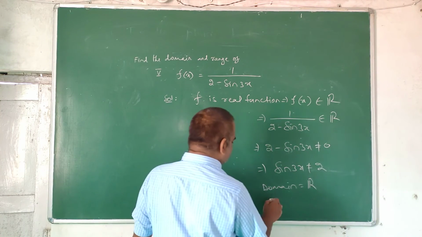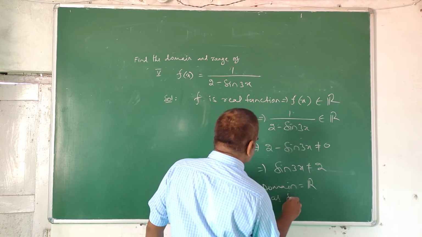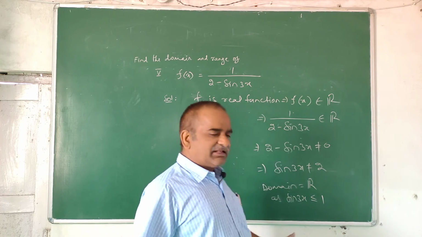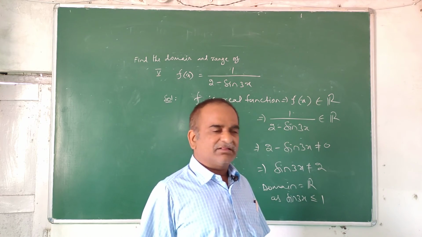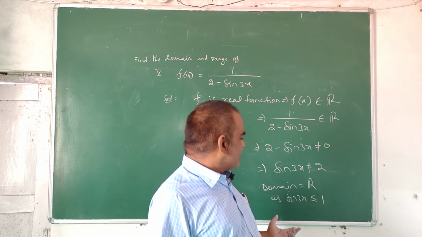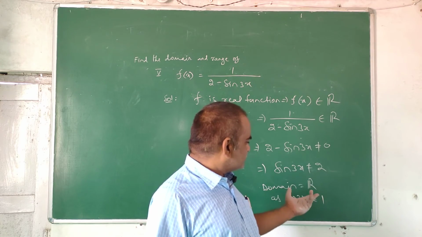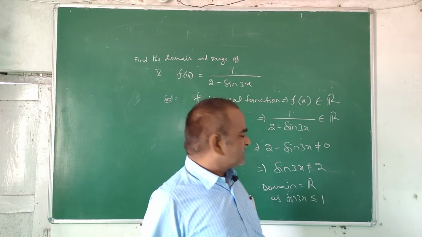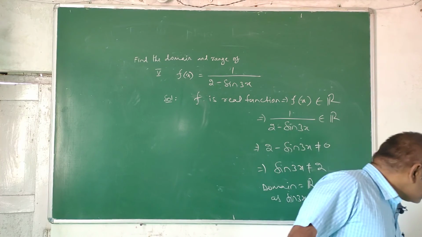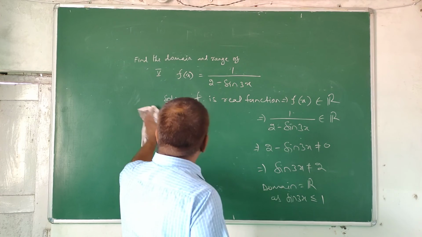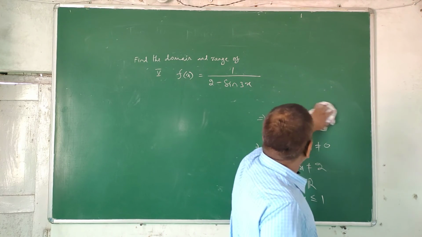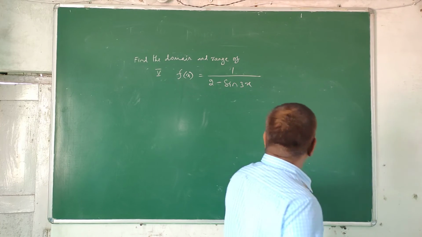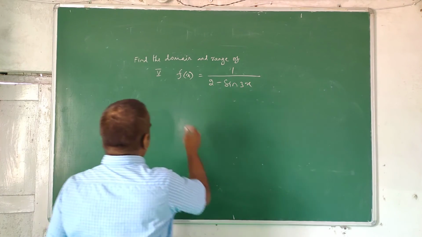As sine 3x is always less than or equal to 1. Sine 3x maximum value is only 1. So no real number x can make sine 3x equal to 2. So we need not remove any value. So you can take all the real numbers. So the domain is R. So now finding range.